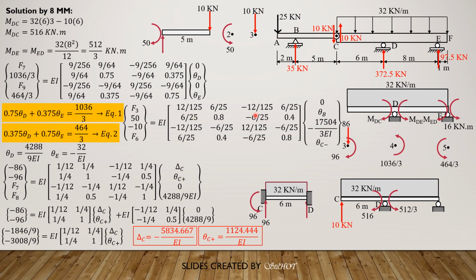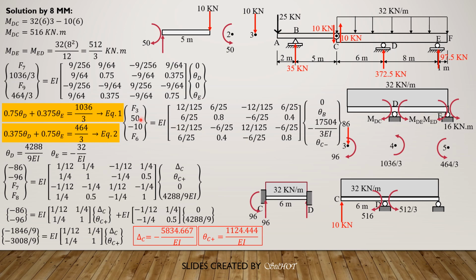Then the negative of 6 over 25, then 1/2 of 0.8 is 0.4, the negative of the first row again. Then copy the second row, except that we interchange the second and the fourth position, like that. And we have 0 displacement at B, then we want rotation at B, theta B. Then we have already computed the delta C, which is negative 17,504 over EI in decimal, equivalent to this, then theta C just to the left.